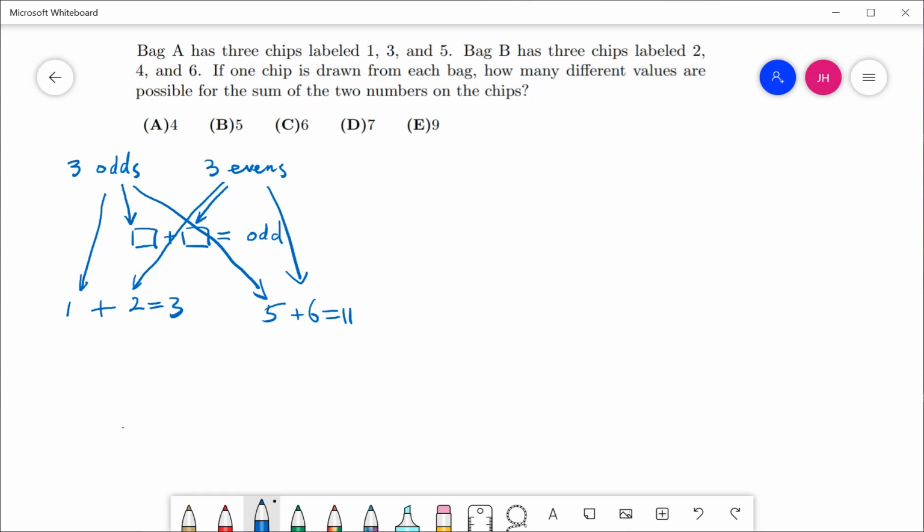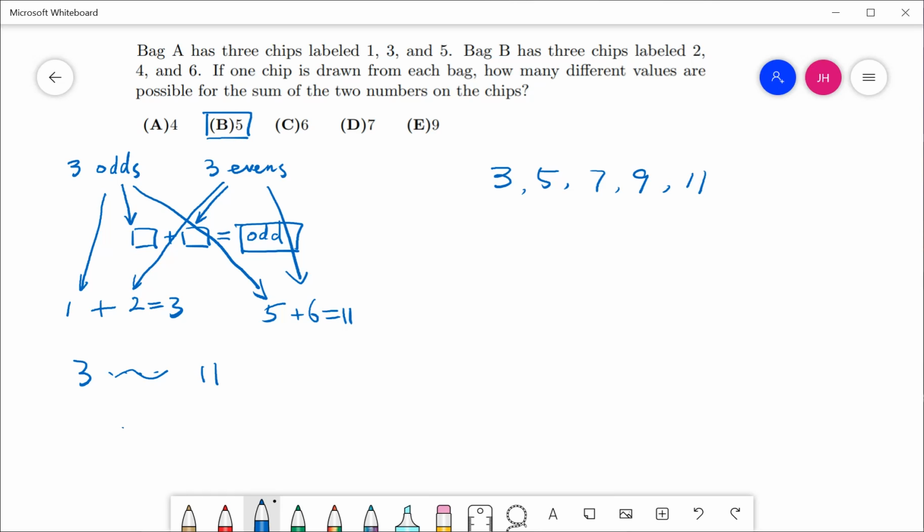Therefore, we shall get all the possible numbers within this range from 3 to 11. Don't forget, the result has to be an odd number. Therefore, all the possible values are 3, 5, 7, 9, and 11. Those are 5 numbers. So the answer is B.